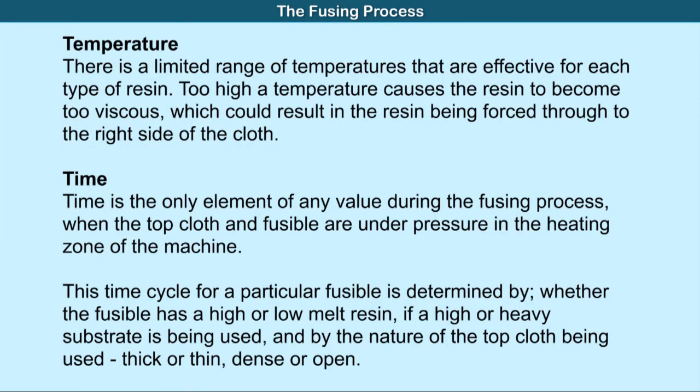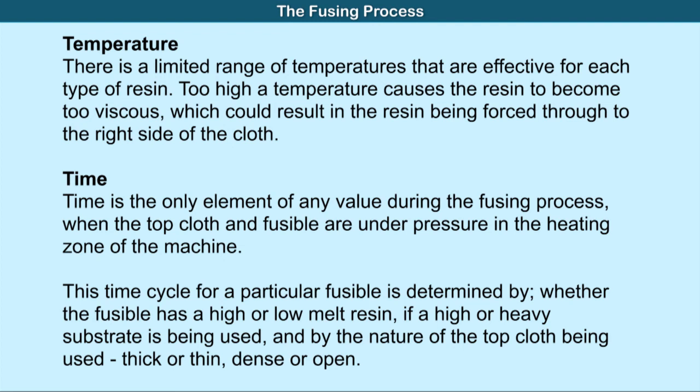In the fusing process, regardless of which fusible and machines are used, fusing is controlled by four processing components. The first component is temperature. There is a limited range of temperatures which are effective for each type of resin. Too high a temperature causes the resin to become too viscous, which could result in resin being forced through to the right side of the cloth.